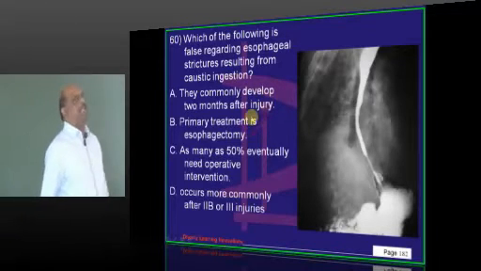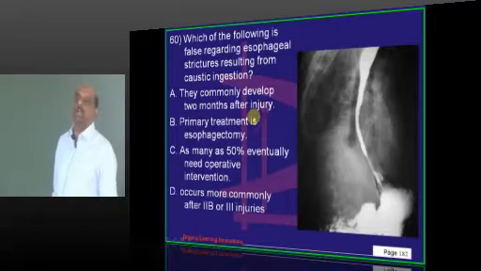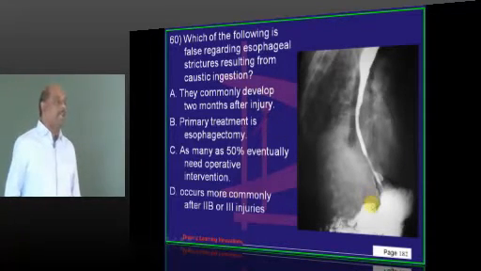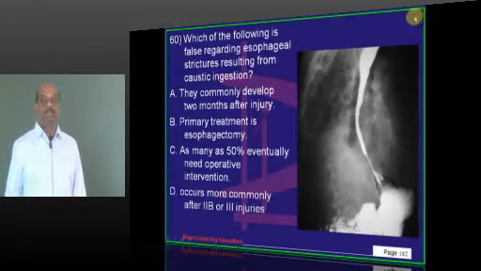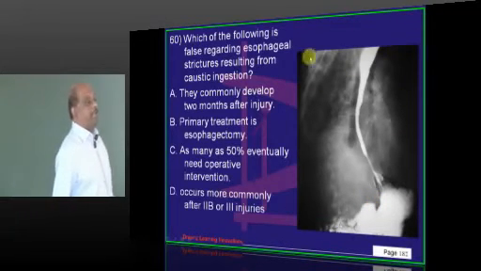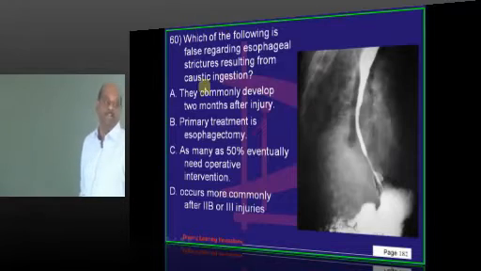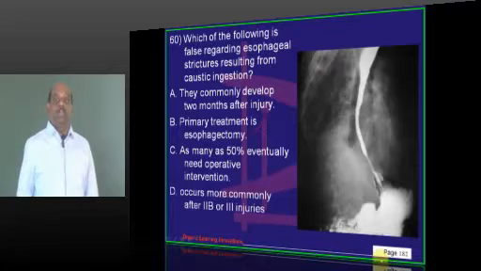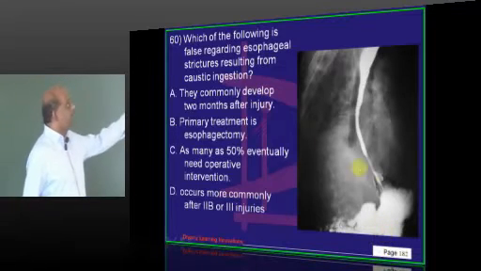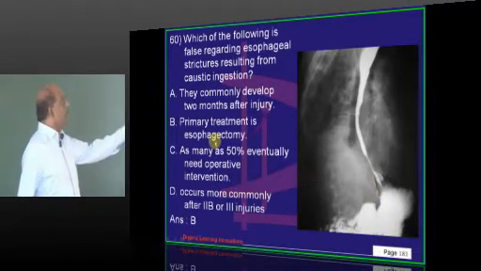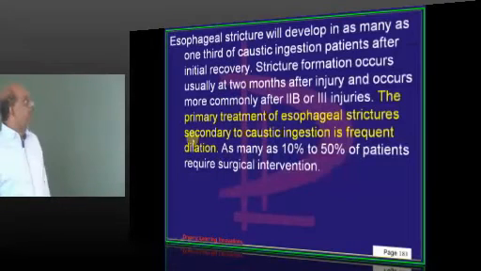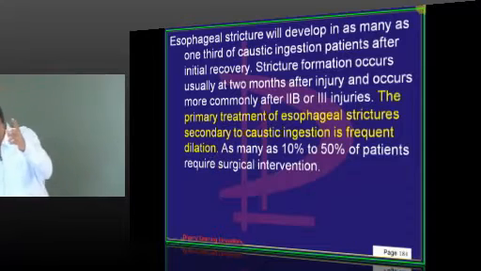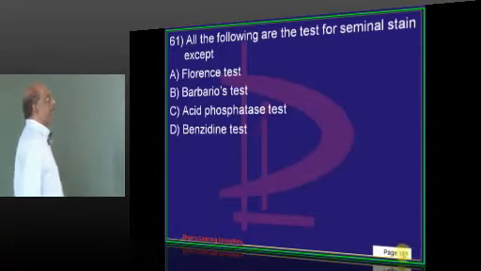Whenever there is any caustic ingestion, in which situation will you have caustic ingestion? A wife discovers her husband's uncontrollable alcoholism, or a wife discovers an unfaithful husband, or a husband discovers an unfaithful wife. So they think that the only solution is suicide, and that leads to caustic ingestion. So the primary treatment is not esophagectomy. The primary treatment is frequent dilatation, which needs to be remembered.